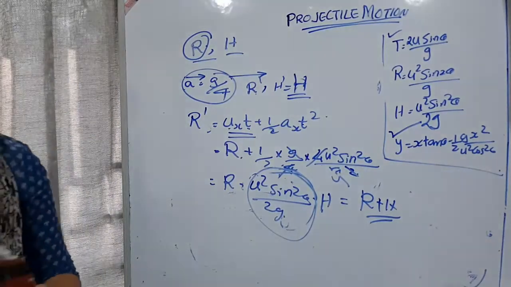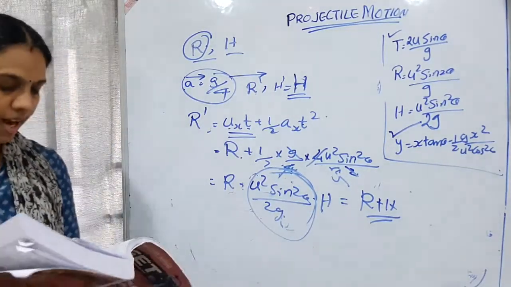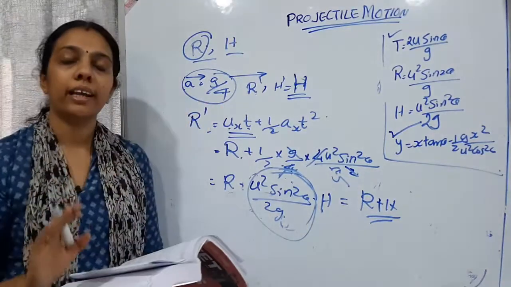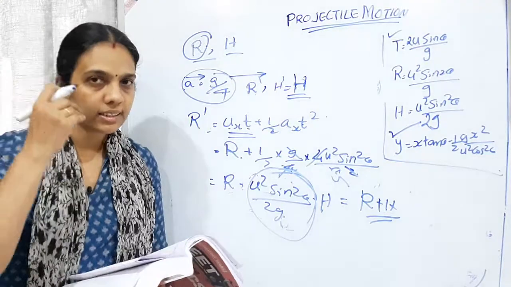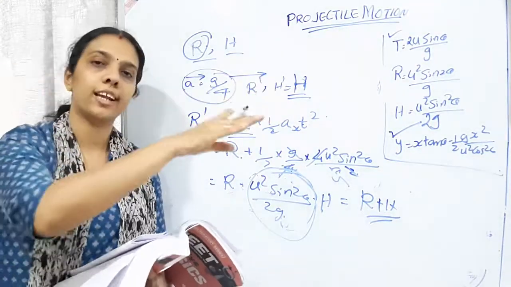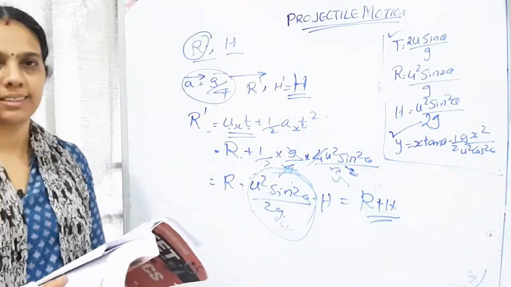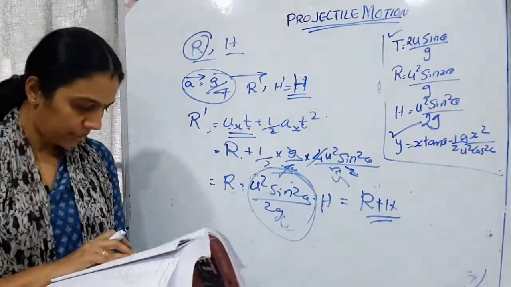So the answer is r plus h and h. These are the range and height. So here you should consider that acceleration is acting horizontally, that is, in the direction of the wind only acceleration is acting. Okay, clear? So we are moving to the next question.